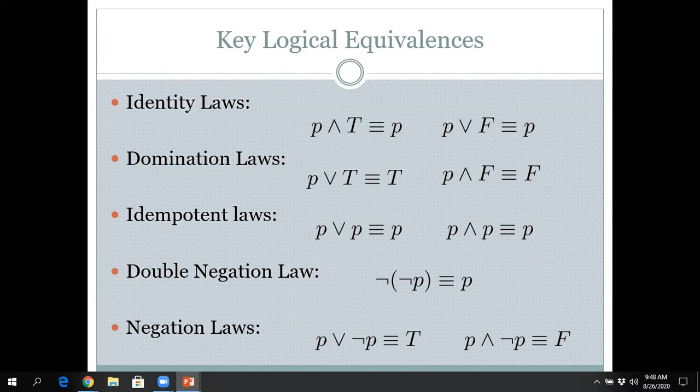A couple of negation laws: P or not P. We already talked about that. That's actually a tautology, isn't it? That's always true. P and not P, that's equivalent to false. That's a contradiction. Okay. Questions on that? These are just some basic logical equivalences that you can take to the bank and use if you're in the process of manipulating something.